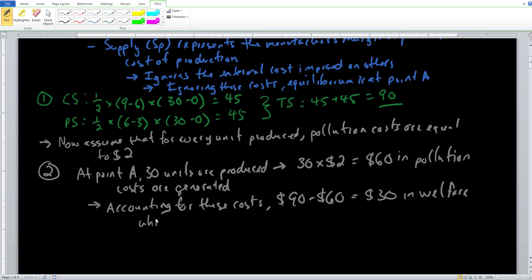So while producing at point A, at that market equilibrium, before we had $90 worth of total surplus, but when we produce these, we now have some type of pollution cost, and when we subtract out the cost that's being imposed on the economy, we only have $30 worth of total welfare or surplus within the entire economy.